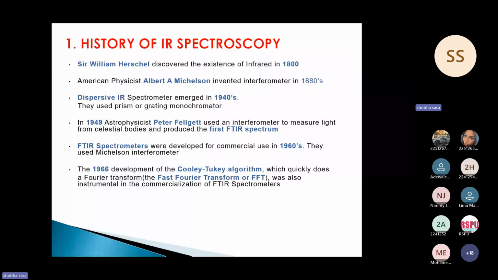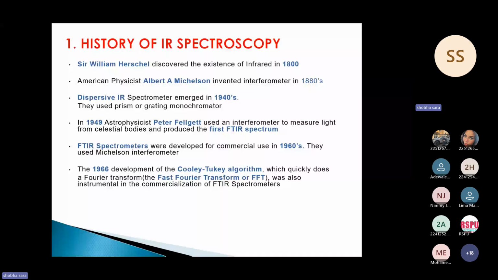Infrared means beyond the red light. After that, there was another invention, the interferometer, which was invented by Albert Michelson in the 1880s. See, the IR light was discovered in 1800 and the interferometer in the 1880s. But still, the scientists knew the infrared light was there, but they didn't know how to put it into practice.